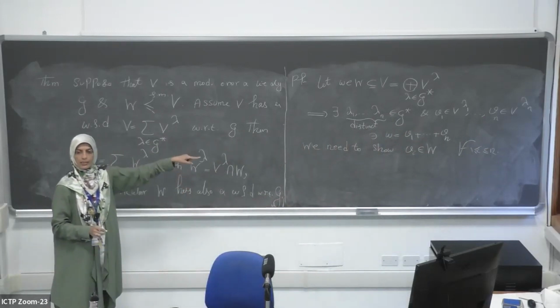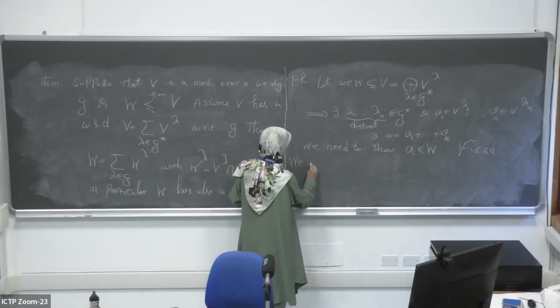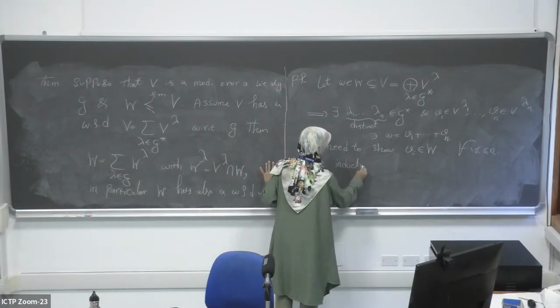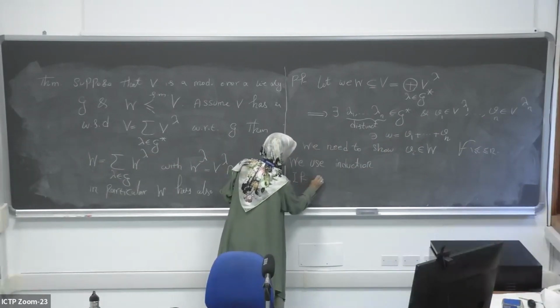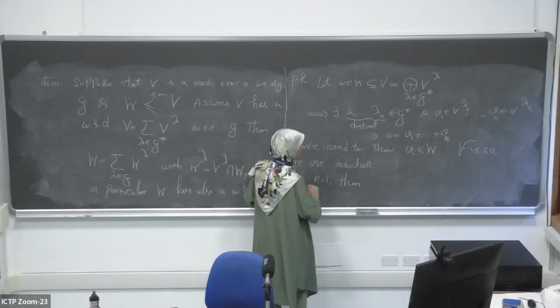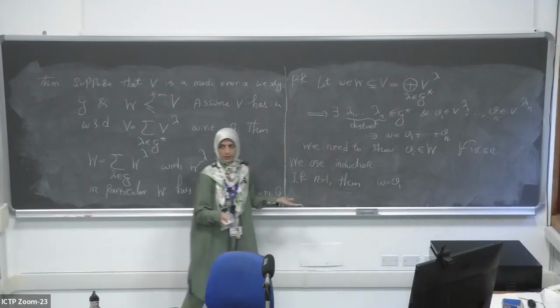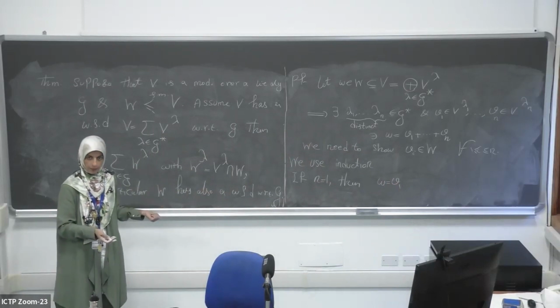And we show this by induction. If n equals 1, then w is v_1, and there is nothing to prove because w is v_1 and w is an element of W.